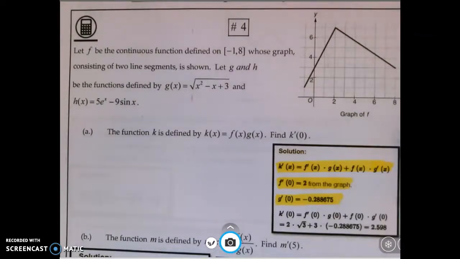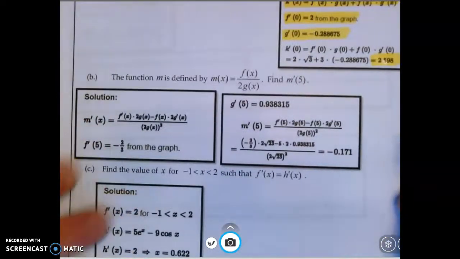Okay, so now that we know what f prime of 0 is and we know what g prime of 0 is, we just evaluate everything. f prime of 0 times g prime of 0 plus f of 0 times g of 0, and then this is our answer. Then it's just a matter of plugging it into our calculator, and we get 2.598. And that's where we round to 3 decimal places.